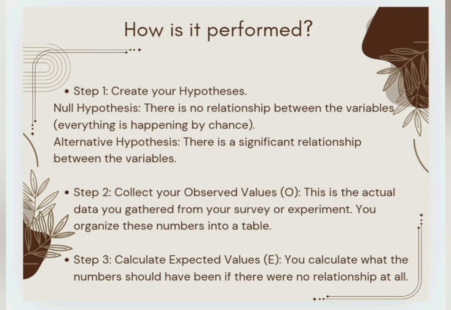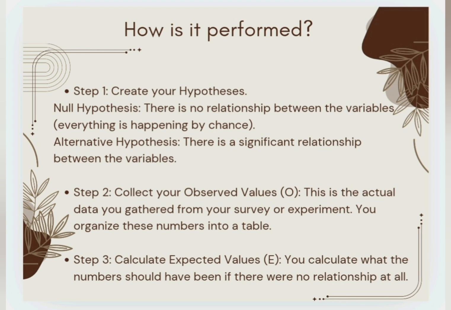Now moving towards next, how is it performed? So how can the chi-square test be calculated? So I have listed stepwise instructions on how to calculate the chi-square test. So first step is to create your hypothesis. So here I have created two hypotheses. One is null hypothesis and another is alternative hypothesis. So null hypothesis says there is no relationship between the variables, whereas the alternative hypothesis says there is a significant relationship between the variables. Now second step is to collect your observed values.